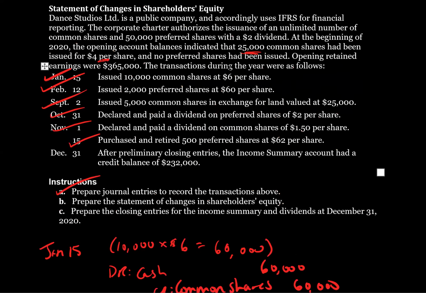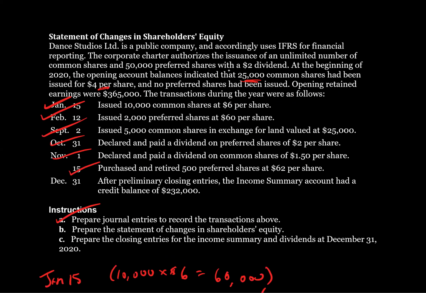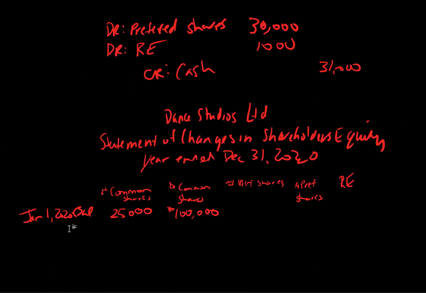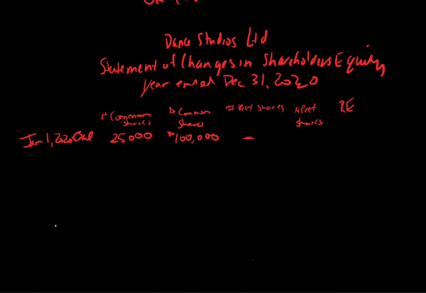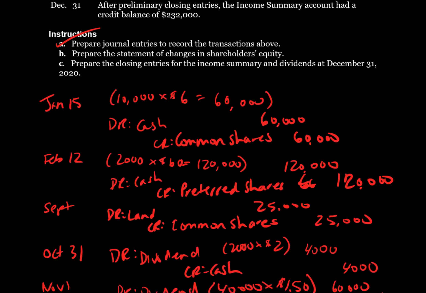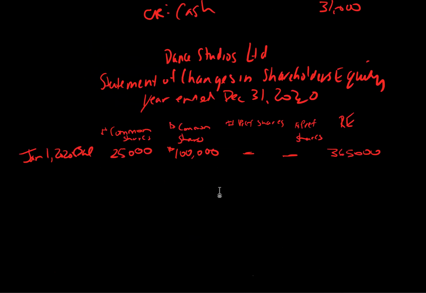We're also told up here that no preferred shares had been issued and that opening retained earnings were $365,000. So we've got nothing here for opening. We've got $365,000 here. Okay, now we need to add the transactions that we journalized above. So the first thing that we did is we issued common shares and we issued preferred shares. So we can have those in the same line.